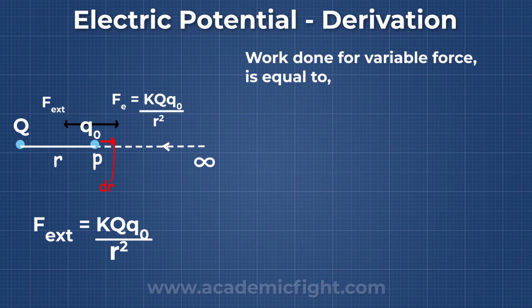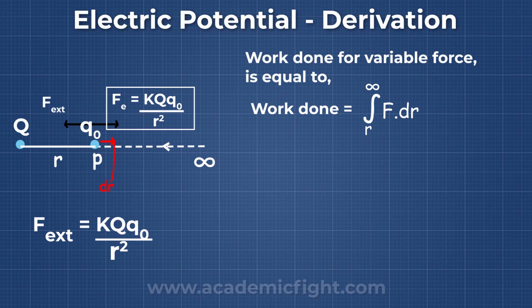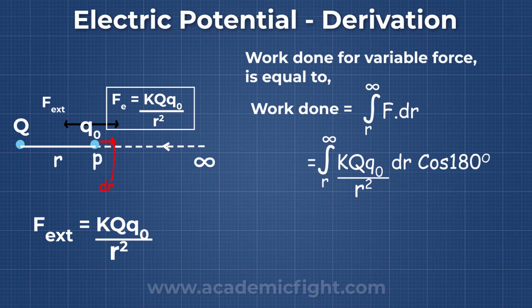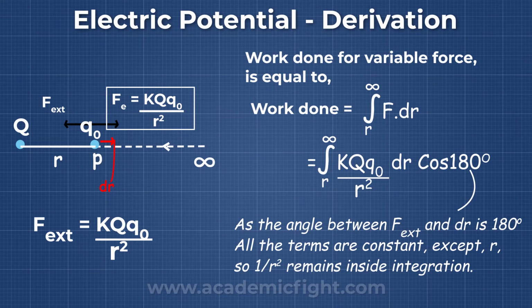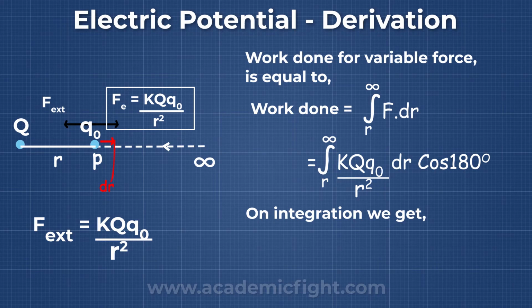And for the variable force, work done is equal to integration F dot dr, from r to infinity, where dr is a small distance. Putting the value of F in the integration, we get integration r to infinity, K into Q naught divided by r square, into dr, into cos 180 degrees, since the angle between F external and dr is 180 degrees. All the terms are constant, except r, so 1 by r square remains inside integration. Upon integrating, we get work done is equal to minus K, Q into Q naught, divided by r.